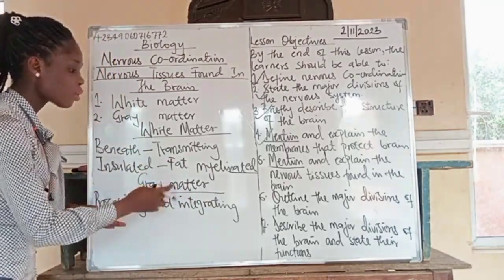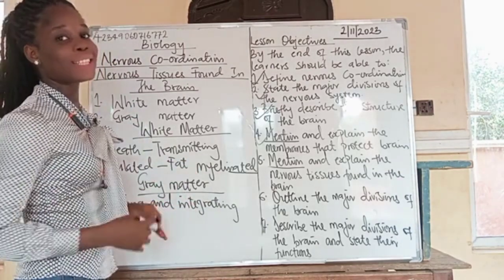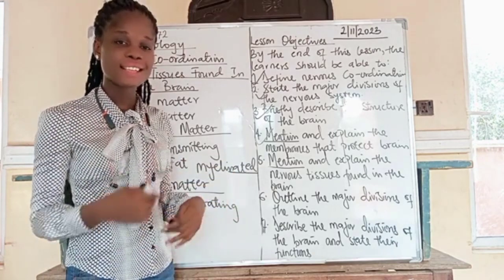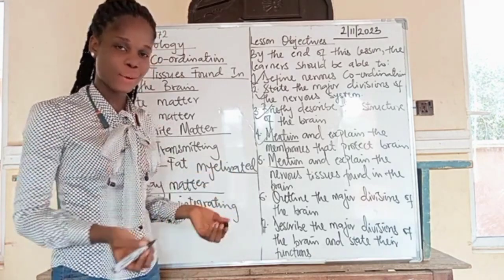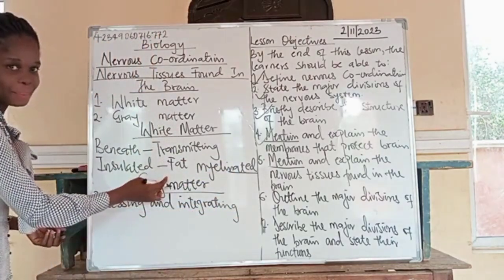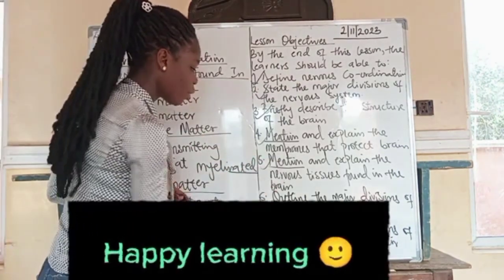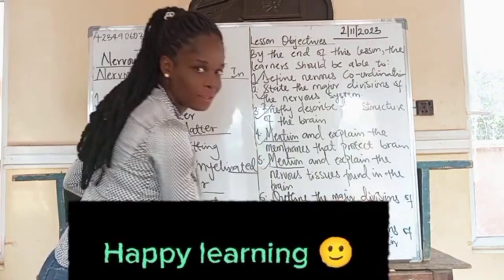The grey matter is also unmyelinated, which means that it is not covered in the fatty whitish substance. In that case, the gray matter appears to be gray in color, thus the name gray matter. That is it for the nervous tissues that are found in the brain. And we go over to the major divisions of the brain.